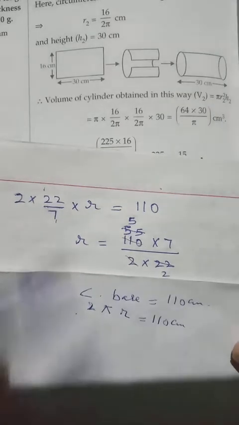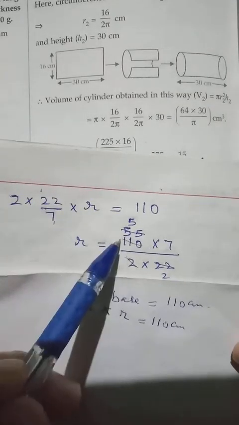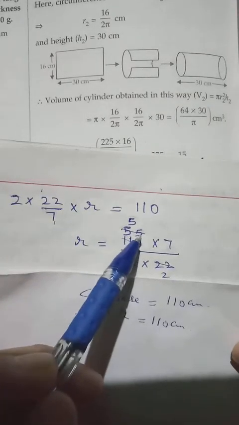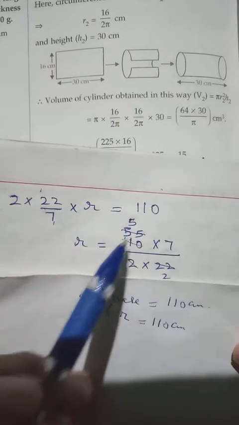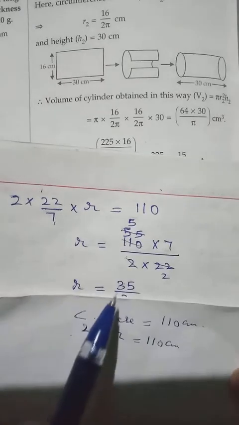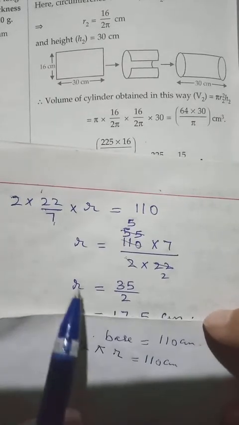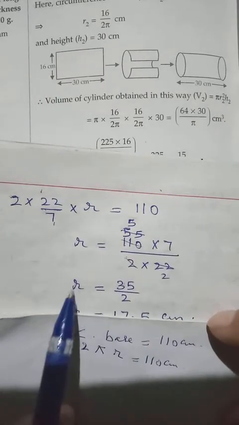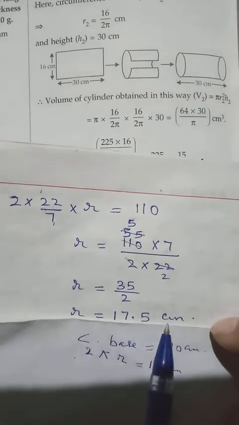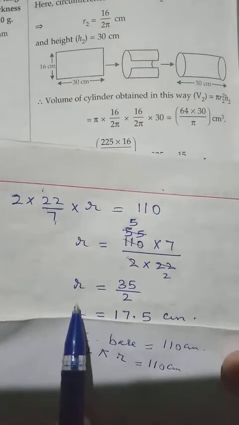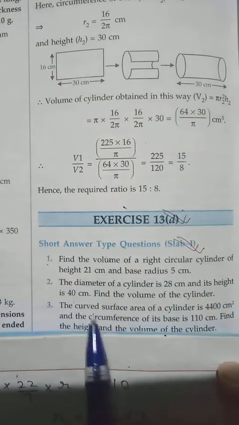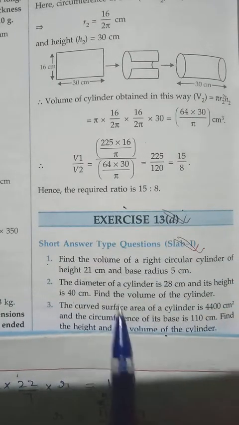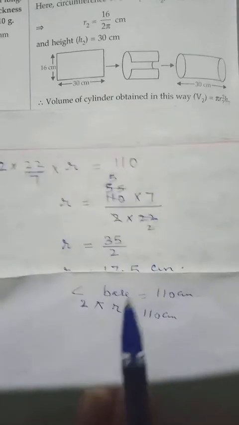So let's do some cancel work. 2 divide 110, we get 55. Then 11 into 2, 11 into 5. So 5 into 7 will be 35 by 2. So if you divide 35 by 2, radius will be 17.5. Now we get radius, okay? Remember we have another formula given to us, that is the curved surface area. So let's make use of that.